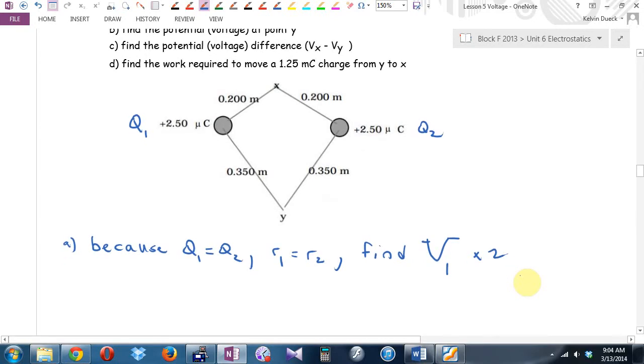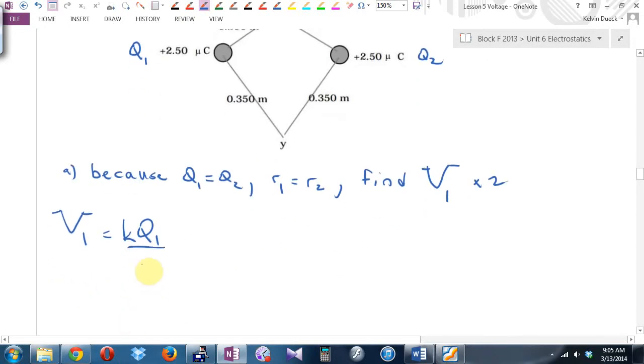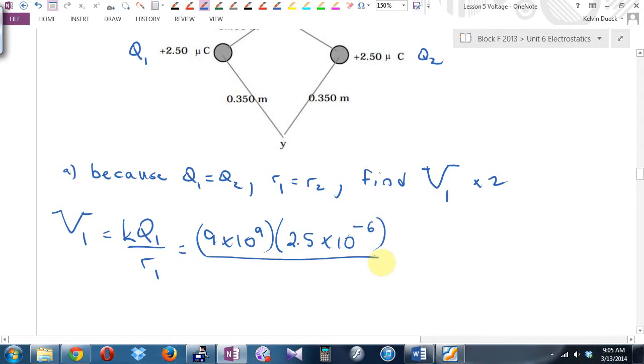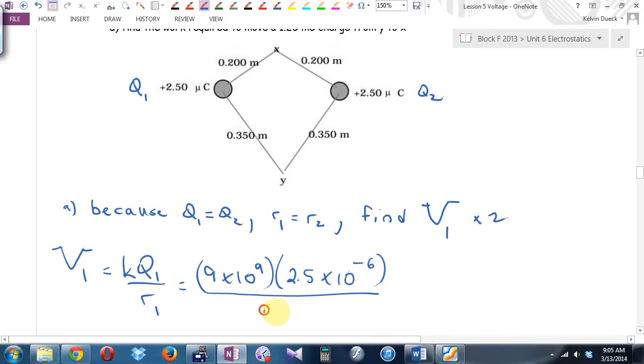So I'm going to find voltage 1, which is kQ1 over R1. It's going to be 9 times 10 to the 9th, positive 2.5 microcoulombs, all over, oh, I scrolled up, 0.2. Oh, and then we're going to go times 2 so that also gives us the voltage from charge 2.